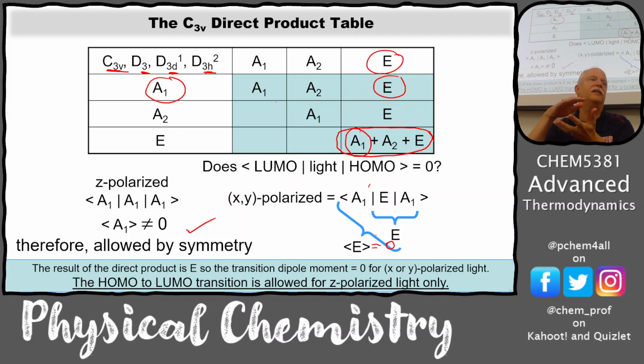That will impact the intensity. So the intensity will be smaller to some degree because only 1/3 of the types of light coming at this molecule will be allowed by symmetry.